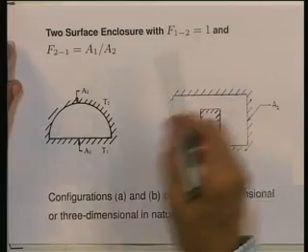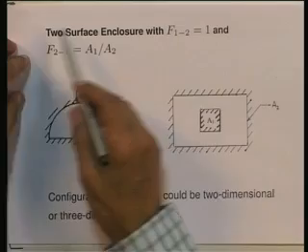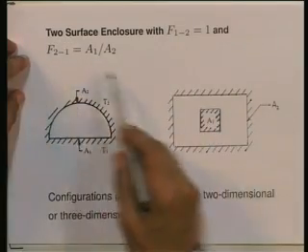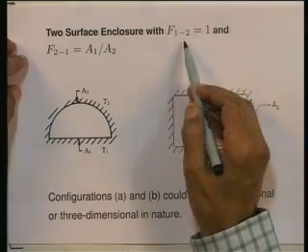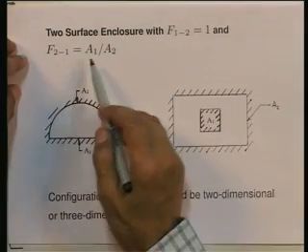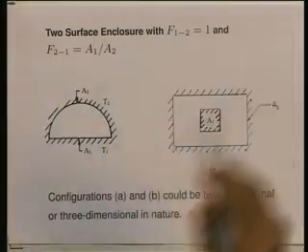Let us carry the argument still further. Why do we in fact need to think only of cylinders and spheres? Suppose I have any general situation, a two surface enclosure with F1-2 equal to 1 and F2-1 equal to A1 upon A2. It could be 2 dimensional or 3 dimensional. So long as I satisfy this condition, F1-2 equal to 1 and F2-1 equal to A1 upon A2, then the expression which we have derived is valid.